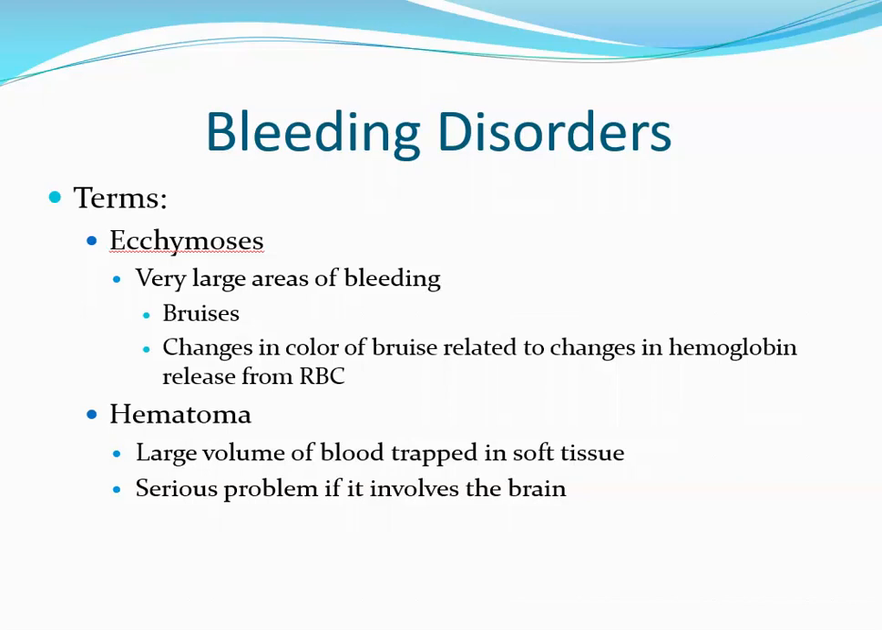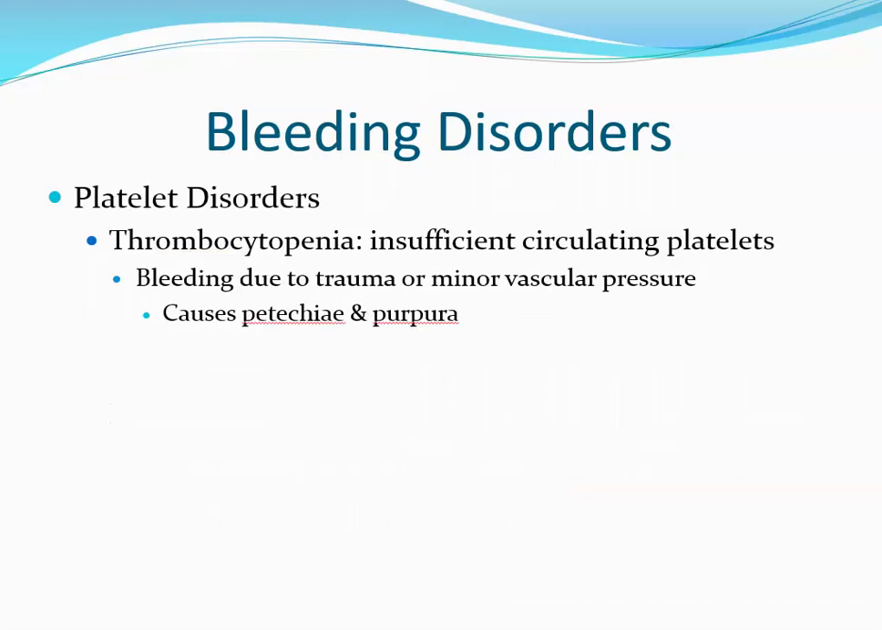And then lastly, a hematoma. This is a large volume of blood trapped in a soft tissue. This can be a very serious problem, especially if it involves the brain and compresses on the organ. Bleeding disorders could be the result of platelet disorders. Thrombocytopenia. This is an insufficient number of circulating platelets. Bleeding will then result due to minor trauma or minor vascular pressure, often manifesting as petechiae and purpura.